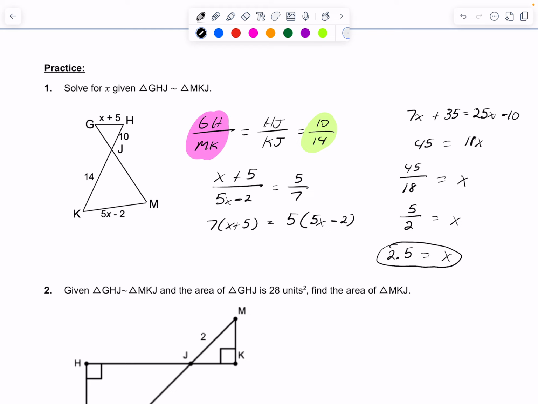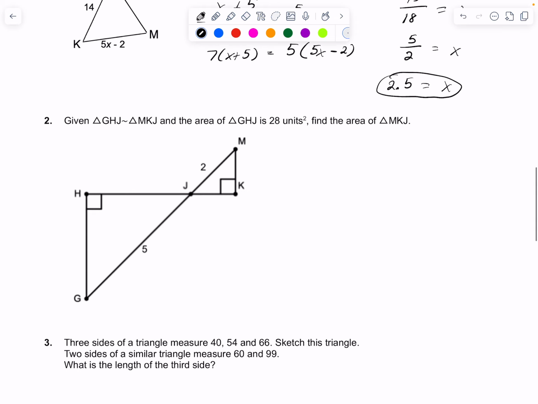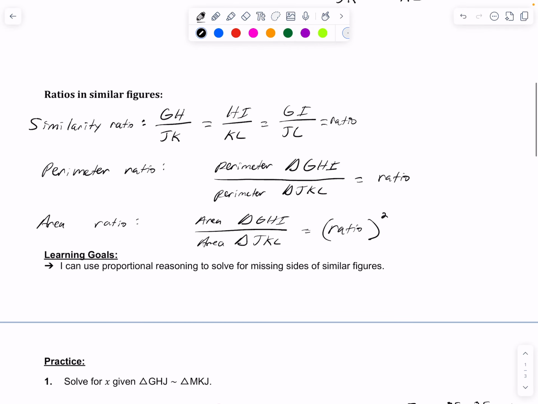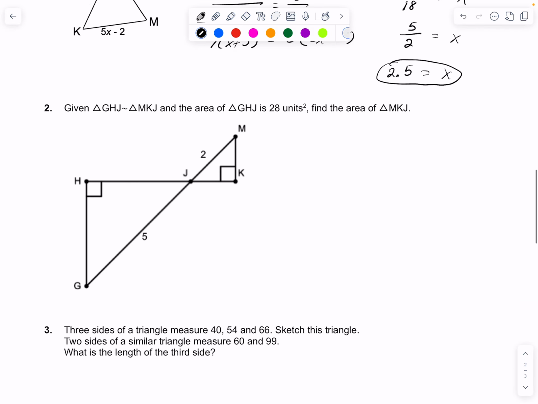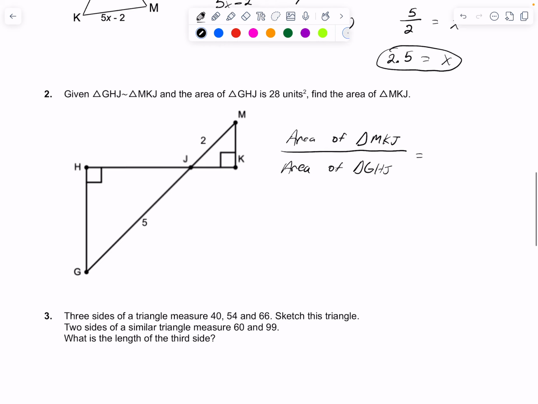Let's do number 2. Number 2 tells us that these two triangles are similar, right? And it gives us the area of one of them. We need to find the area of the other. So I'm going to use this understanding from the previous page of the area ratio. So I have the area of, we'll do triangle MKJ, because that's the smaller one, over the area of triangle GHJ needs to be equal to the similarity ratio squared, okay?